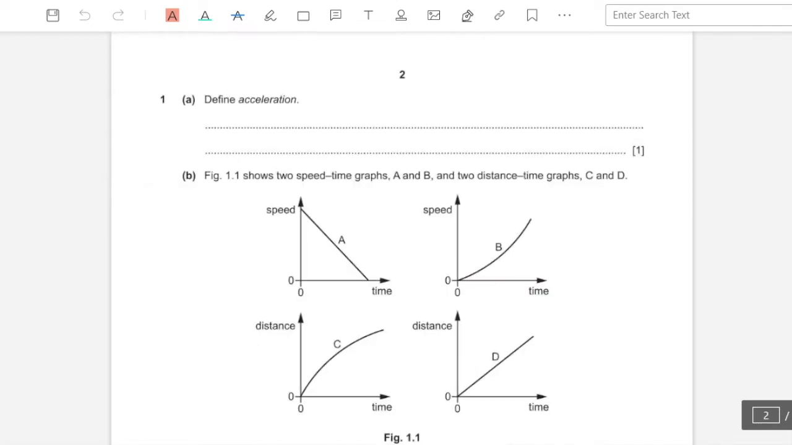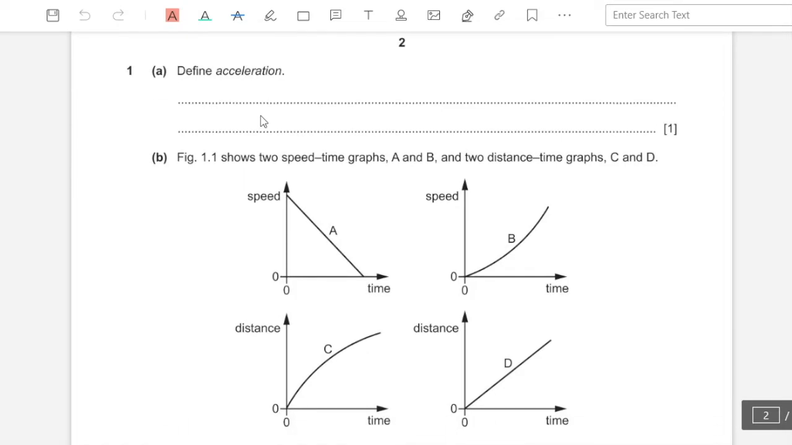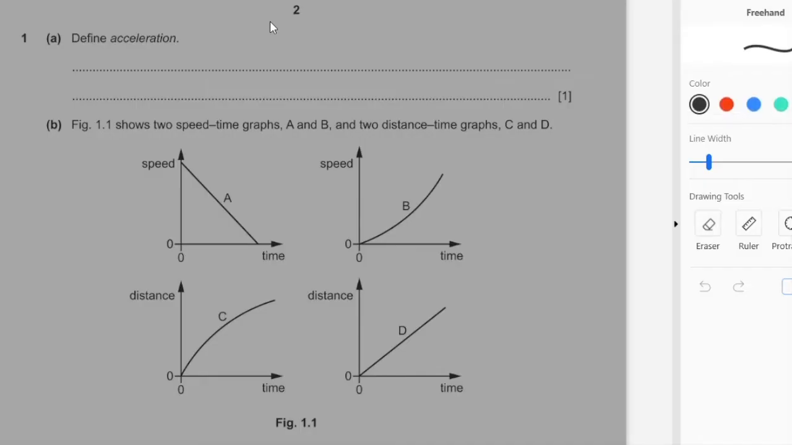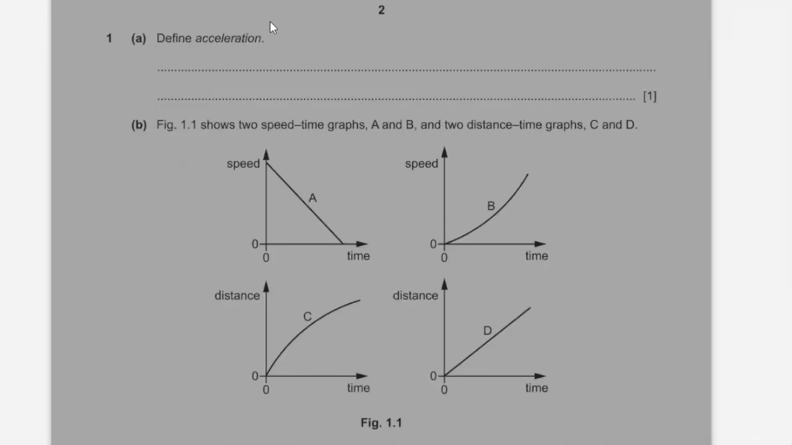A. Define acceleration. You can simply write the formula of acceleration over here, which is change in velocity divided by the time taken for that change.